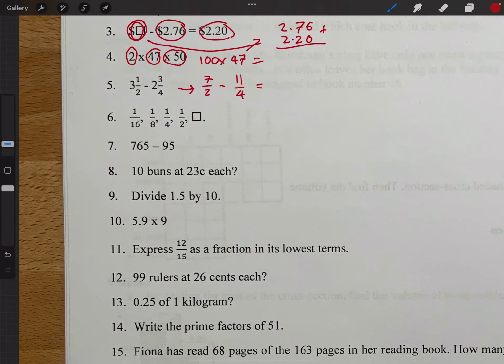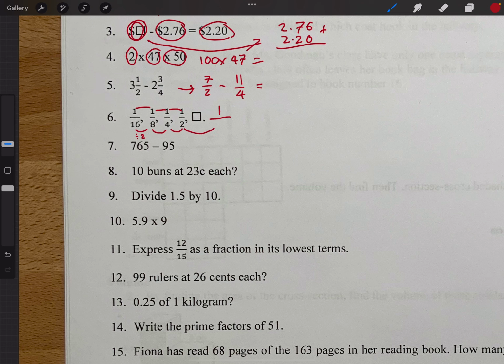Now the next one is the pattern. The top number is always a 1, so I believe the next one should be a 1. And the bottom number is 16, and then 8, and then 4, and then 2. So what's happening here? It's going down pretty quickly, so you have to divide by something. What do you think? Divided by 2, divided by 2, divided by 2. So get this number divided by 2, and get the answer there.